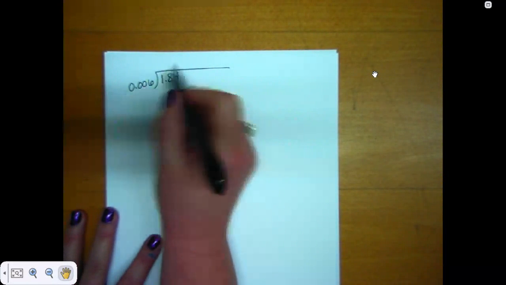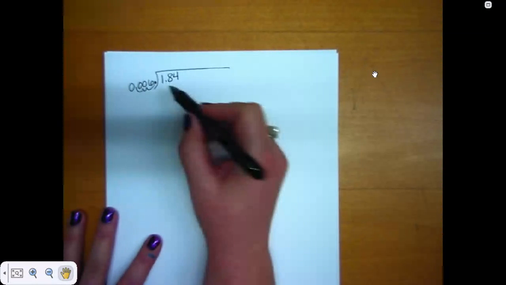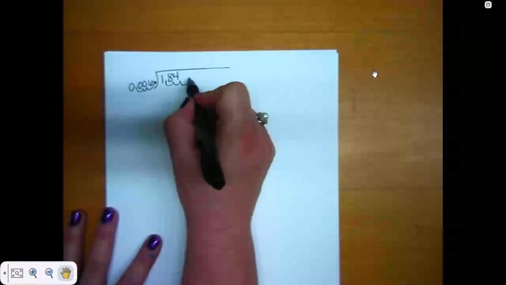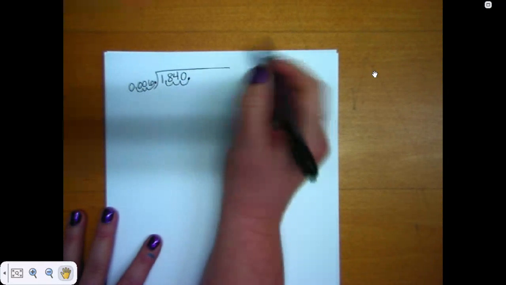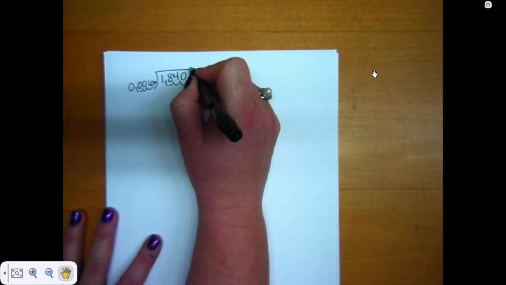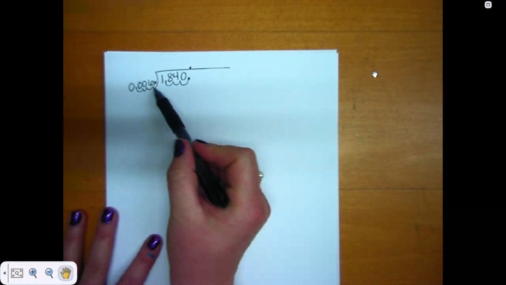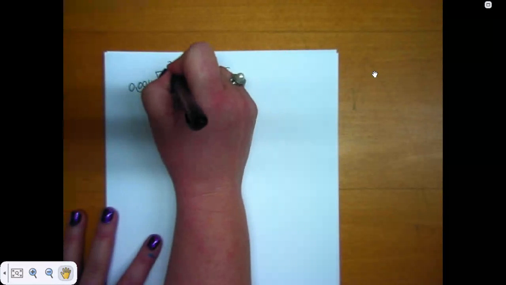First, I would move my decimal 1, 2, 3. So now I have a whole number of 6. And I have to move this one 1, 2, 3. So now here's my decimal. I fill in this empty space with a 0, and I put my decimal on top. Now, 6 won't go into 1, but it'll go into 18. So 6 will go into 18 three times.